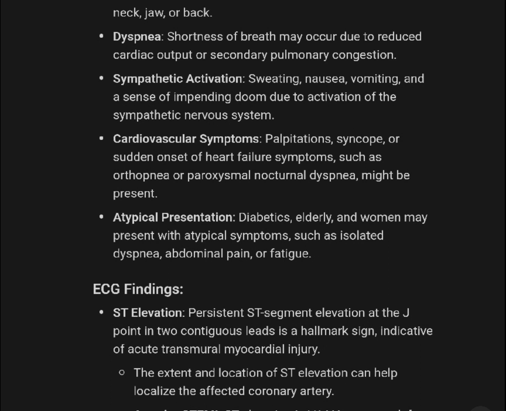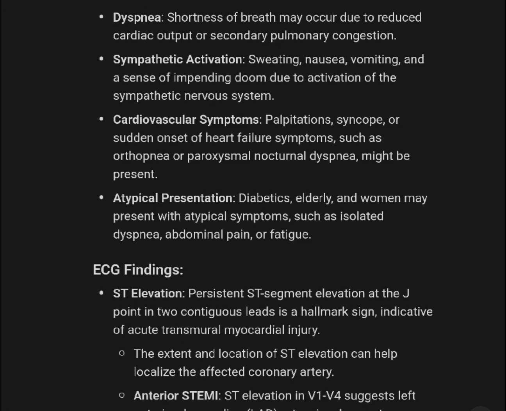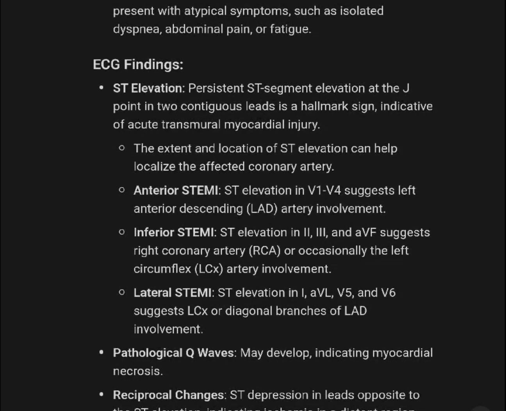ECG findings: ST elevation, persistent ST segment elevation at the J point in two contiguous leads, is a hallmark sign indicative of acute transmural myocardial injury. The extent and location of ST elevation can help localize the affected coronary artery. Anterior STEMI: ST elevation in V1 to V4 suggests left anterior descending artery involvement.